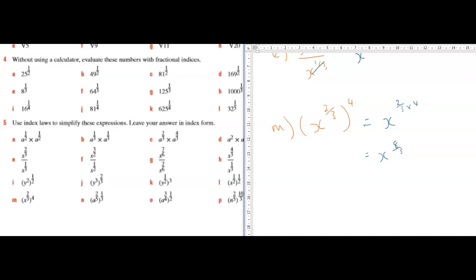Now, if you were to write that in surd form, that's the same as writing, you can separate the 8 and the third, so it can be 8 to the power of 1/3. So you can do the cubed root of x to the power of 8. Same thing. And there's a few ways you can interpret that. But the question is asking you to write in index form.